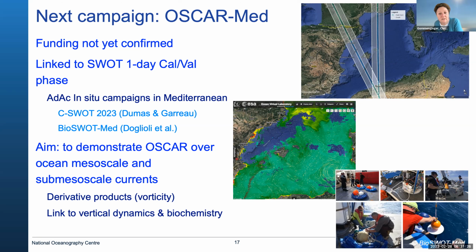link up with some of the activities that are taking place in the Mediterranean linked to SWOT as part of the Adopt a Crossover in situ campaigns by the CSWOT 2023 campaign and the BioSWOT Med team as well. And really the aim is to demonstrate OSCAR over a region with less intense tidal currents, in fact, currents dominated by mesoscale and submesoscale variability, which is one of the objectives of SEASTAR, and show if we can actually retrieve fields of vorticity, for example, and whether any of this can link with vertical dynamics and biogeochemistry. So obviously only the beginning of a very, very long story, but this is ultimately the science that we are trying to do with SEASTAR.